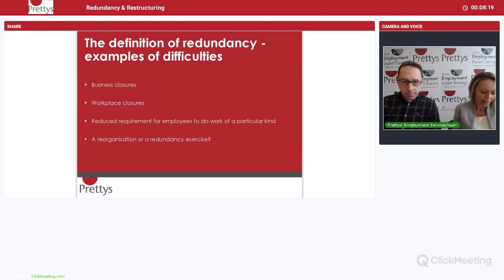Workplace closures. The employee's place of work: for redundancy situations, you need to look at the circumstances immediately before the dismissal, i.e. where did the employee work? You don't just look at the employment contract, which is an important point because some employment contracts are quite old. An employee might move around.